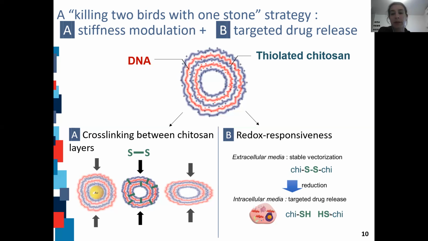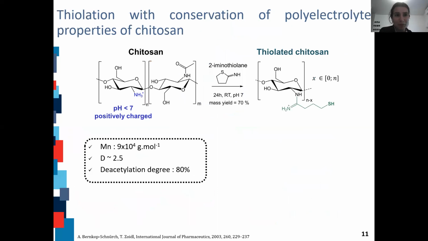So the second point is that we can do intracellular release, but I do not have enough time, so I won't talk about this part today. So, coming back to chemistry. The thiolation of chitosan was done by coupling with iminothiolane, and we decided to go for this kind of chemistry because it allowed us to keep a charged polymer, which is important if we want to do layer-by-layer assembly.